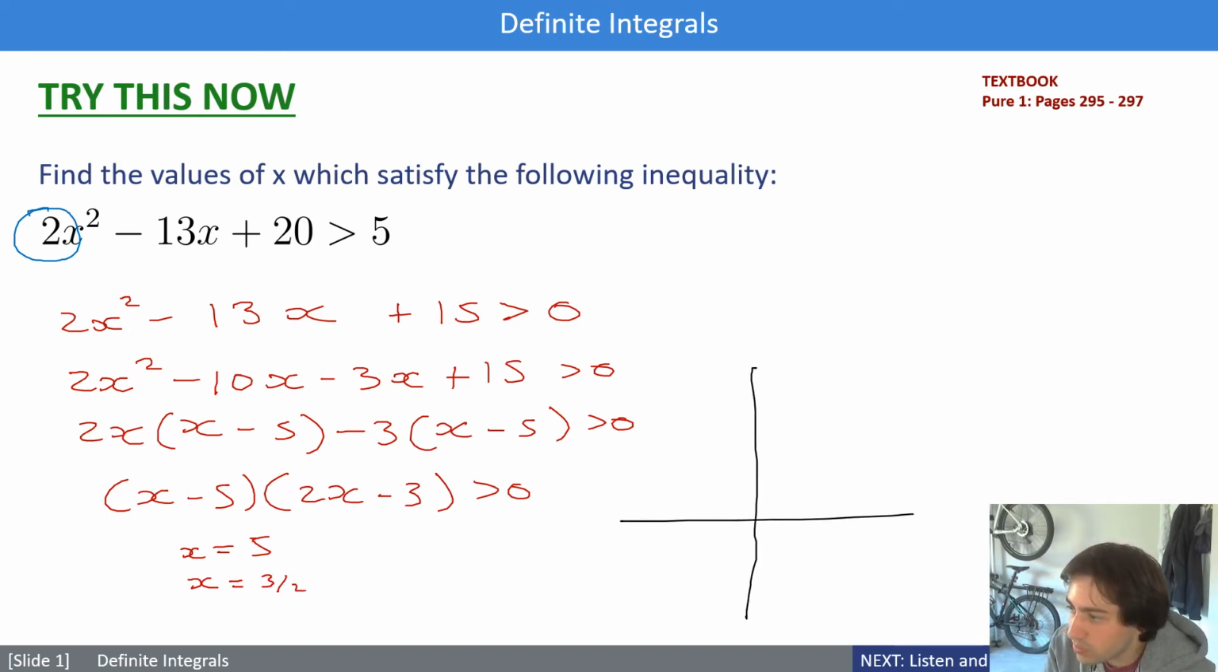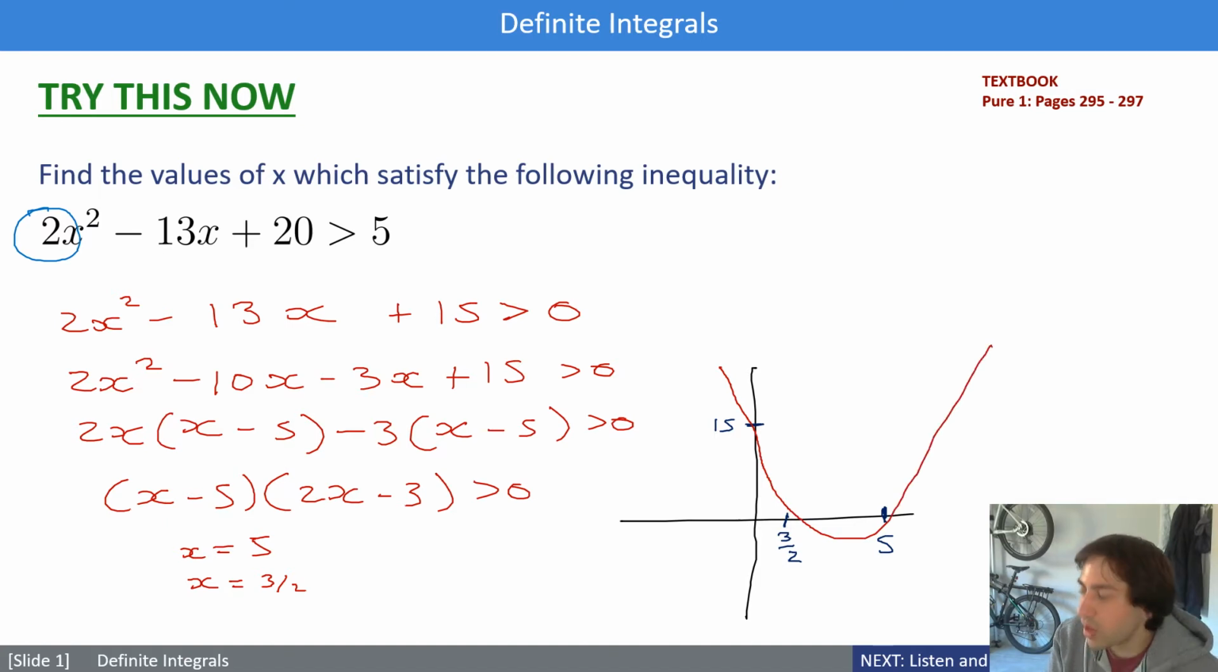We'll draw the graph. Let's put 5 there. 3 over 2 is 1.5. Let's put that there. And again, it crosses the y-axis. Oh, not at 20 this time, sorry, at 15. Okay. And that's our graph there. And effectively, all that is the one we had before, but just shifted down by 5.